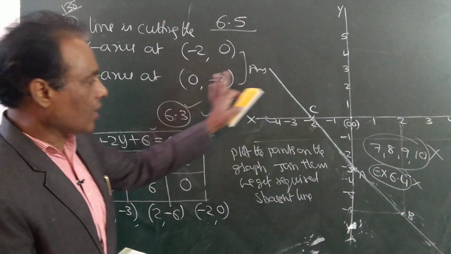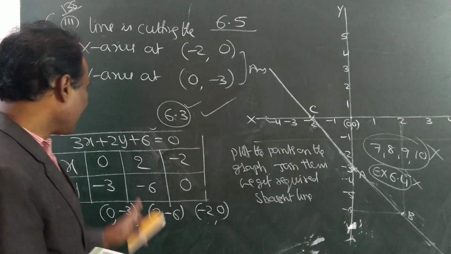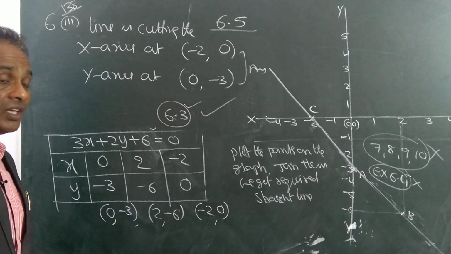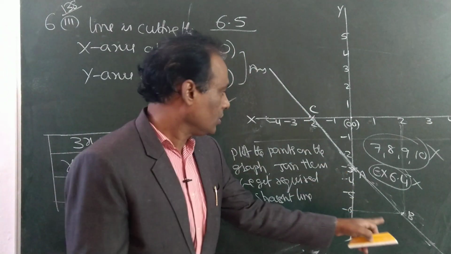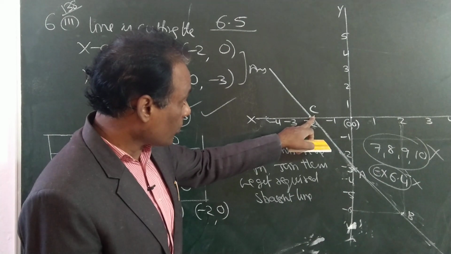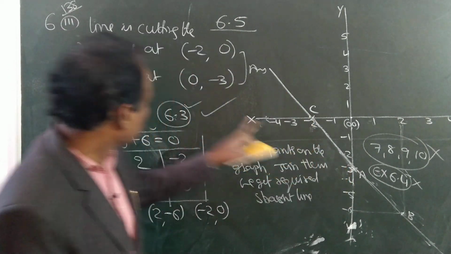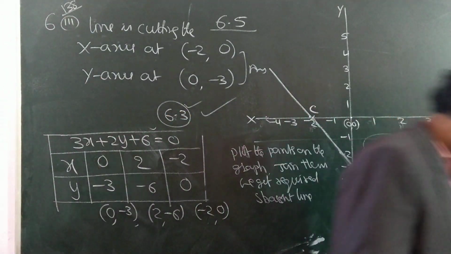Complete this graph, everything. This is the last problem. At least draw it fully, write the table, and understand how I prepared this table. If you have doubt, ask me again. Draw this graph, write this description, and tell at what point it is meeting the x-axis, at what point it is meeting the y-axis. If you have not understood, please ask me.